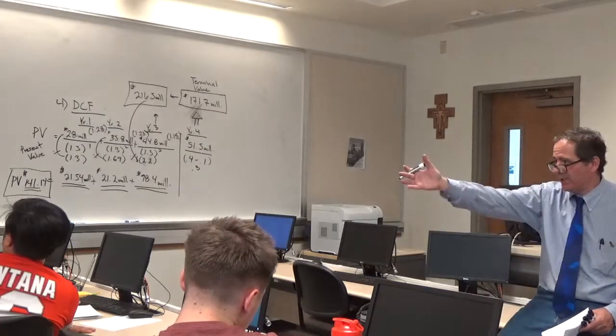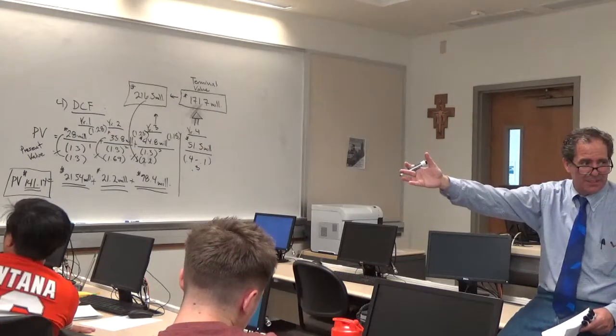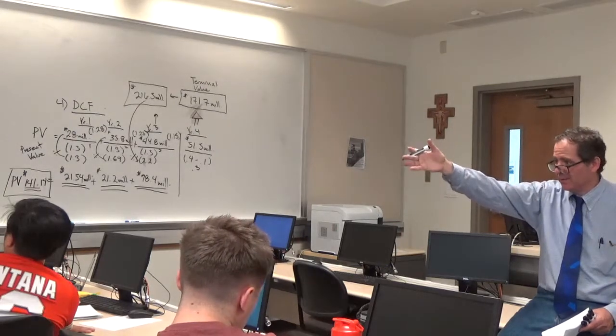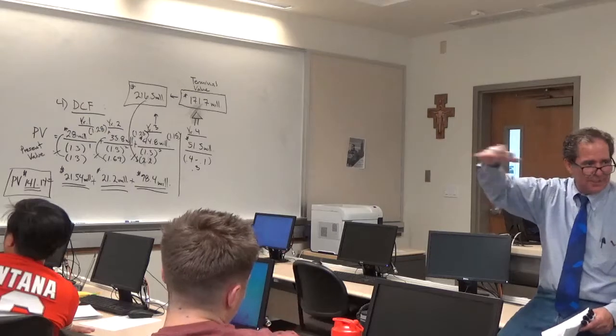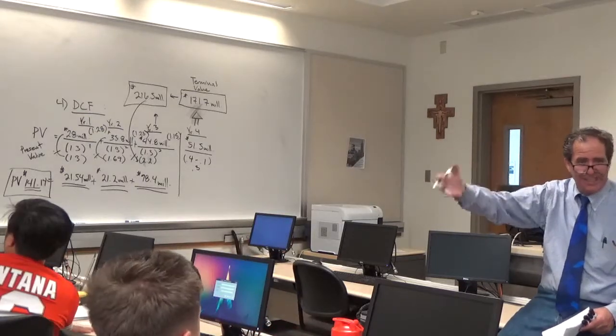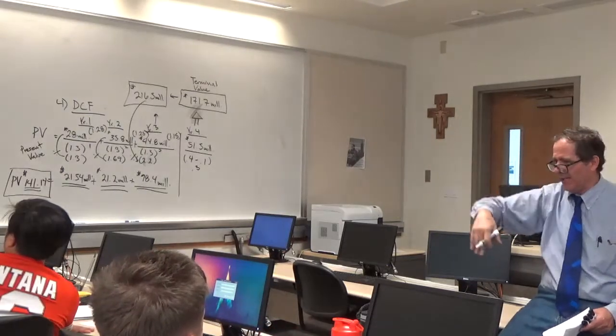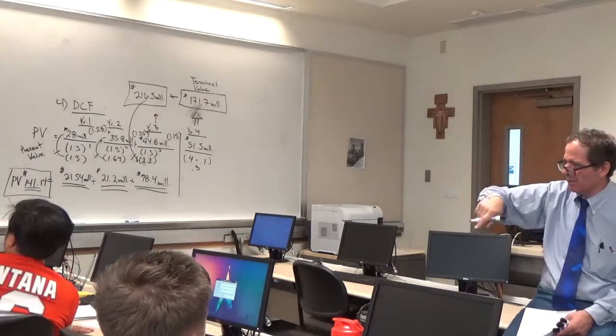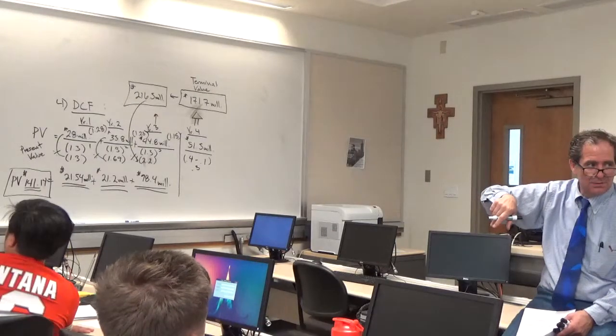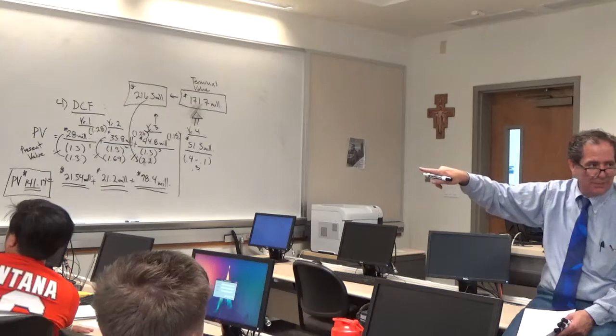Well, perpetuity assumes what about the cash flows? They stay constant. They're flat, right? They don't grow at a constant rate, but they remain flat. Is that realistic? No, so you throw that out. And then what about Gordon growth? What about the constant growth rate?